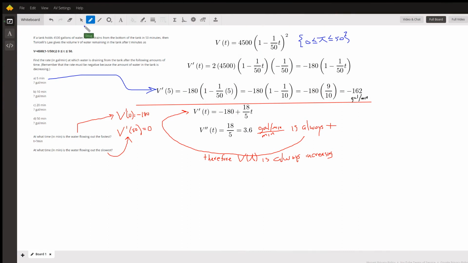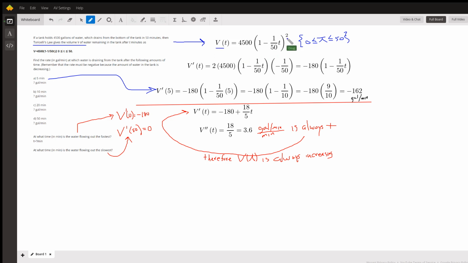Okay, I won't read the problem. I'll let the viewer read the problem. Here's the function. It tells you the volume of water that's left in the tank after t minutes. And if we find the derivative of that function, that will tell us how fast the volume is changing at given points in time.